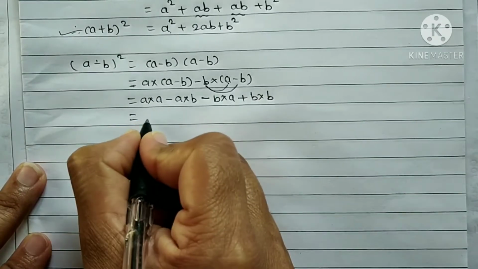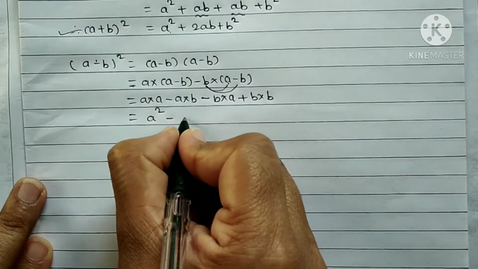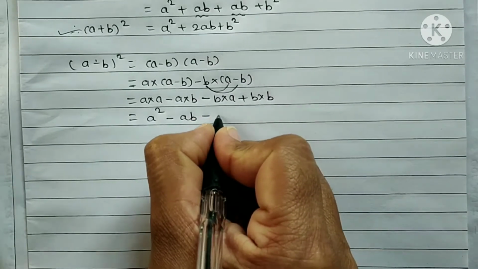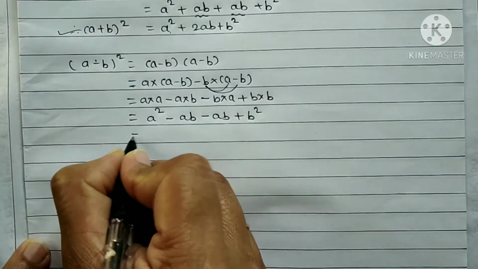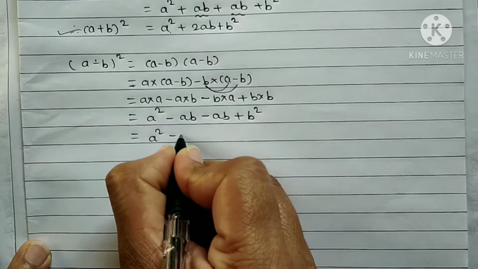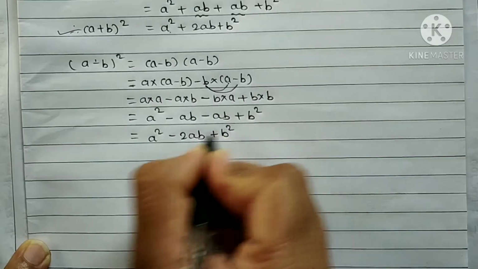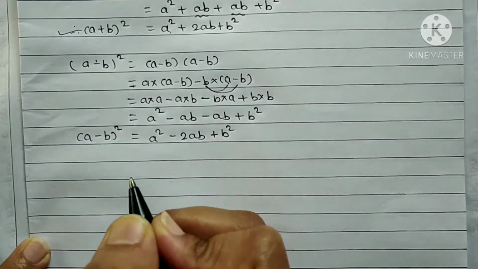Now a into a is a square, minus a into b, that is ab, minus b into a is ba or ab, plus b into b is b square. Now here a square minus ab minus ab, that is minus 2ab, plus b square. This is the expansion of (a minus b) whole square.